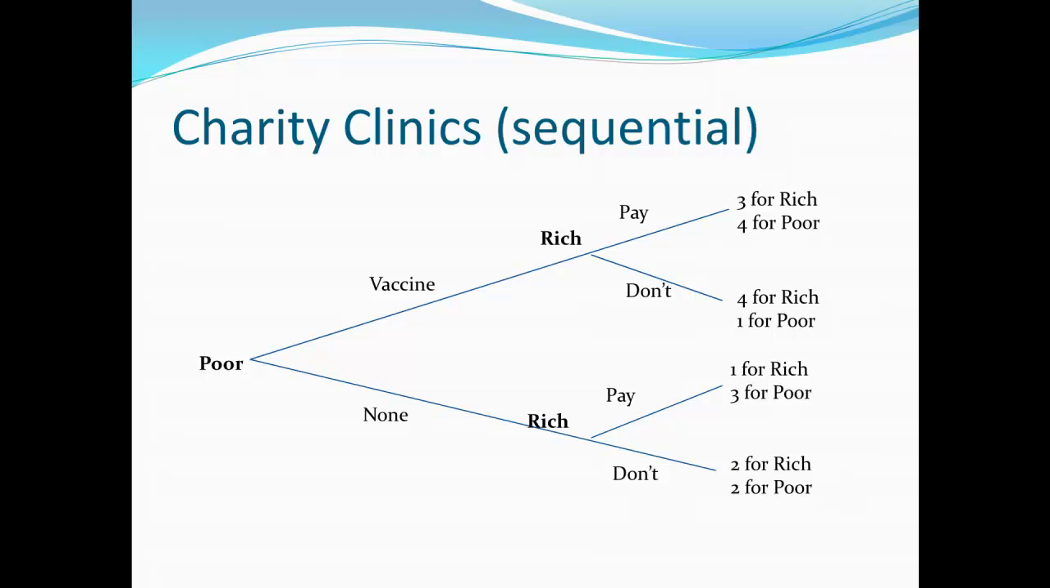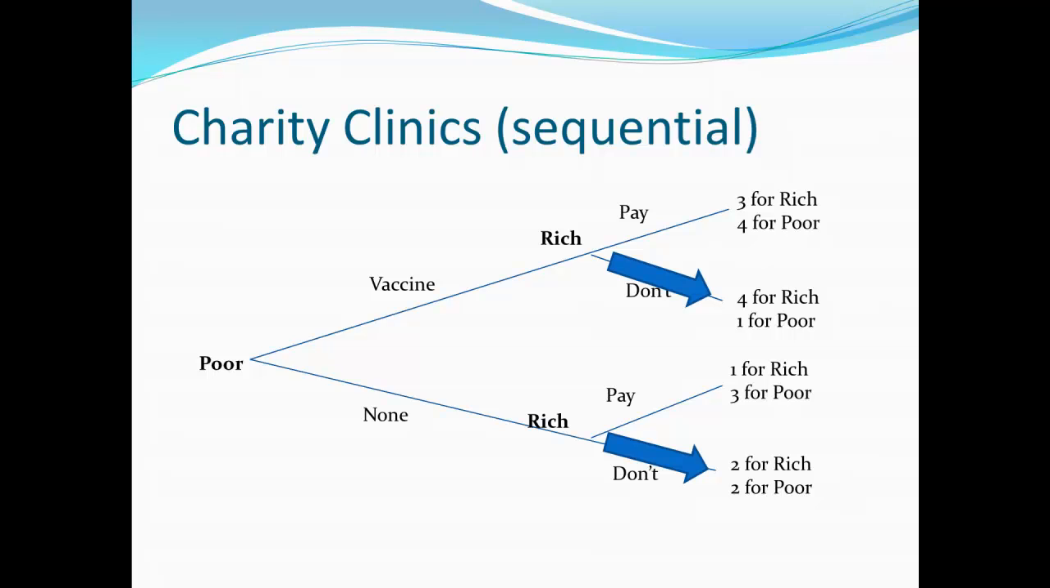What if the poor made their decision first? So either take the vaccine or don't, and then it's up to the poor to try to convince the rich to pay for it or not. Well, in that case, if the poor take the vaccine and then go to the rich, the rich say, well, you've already taken the vaccine, there's no point in me paying for it. If the poor don't take the vaccine and then go to the rich and ask them to hand them money, the rich say, well, I see that you didn't take the vaccine, I'm not just going to hand you money for no reason. So in either case, the rich are not going to pay for the vaccine.